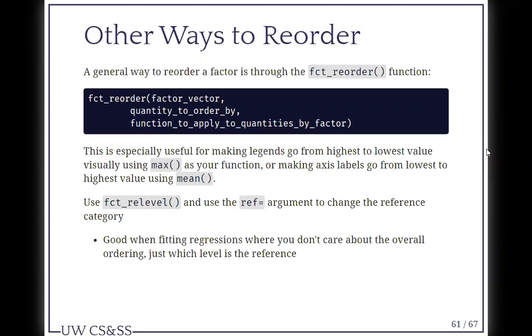You use the factor relevel function and the reference argument, ref equals, to change the reference category. And this is great when you want a very specific change in how your logistic regression model is outputting something.